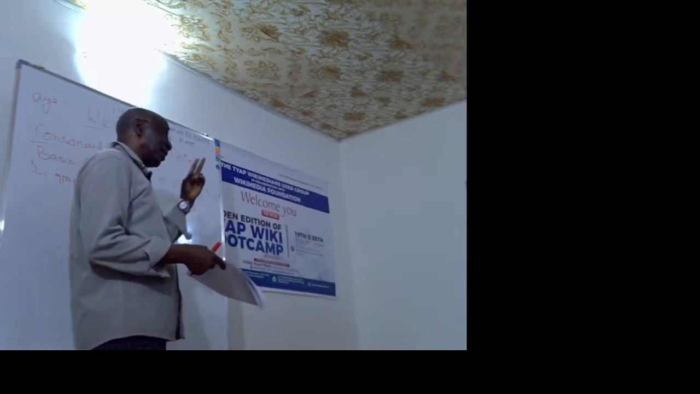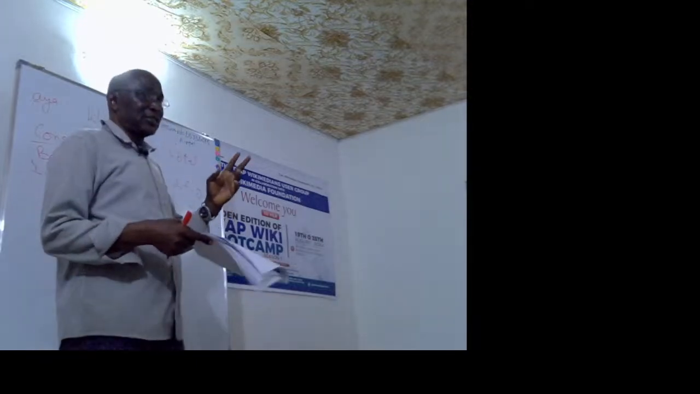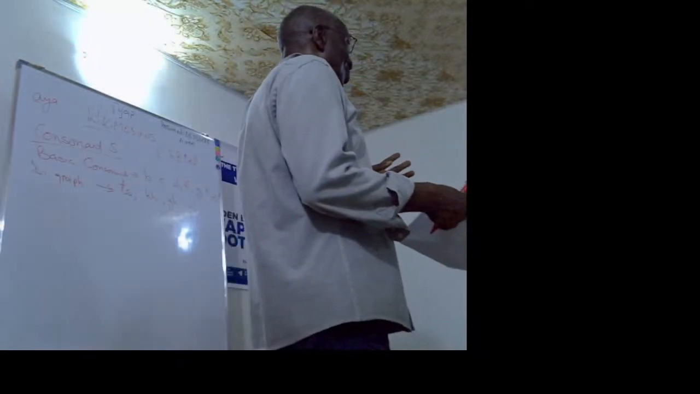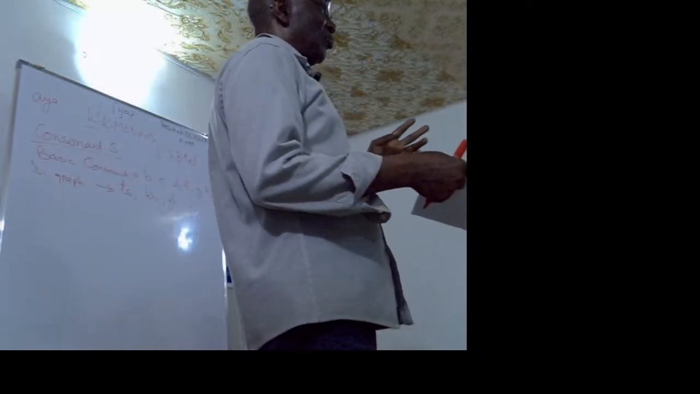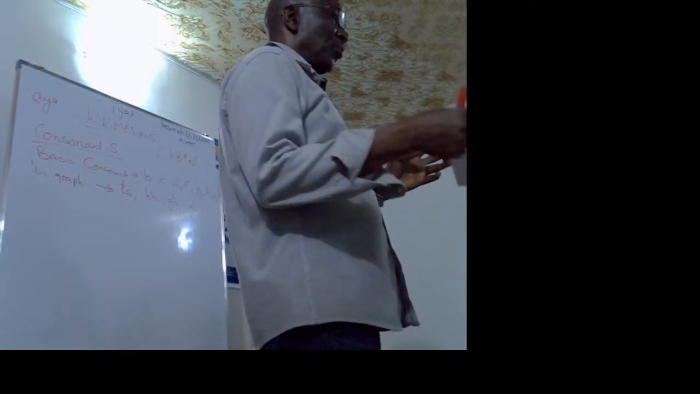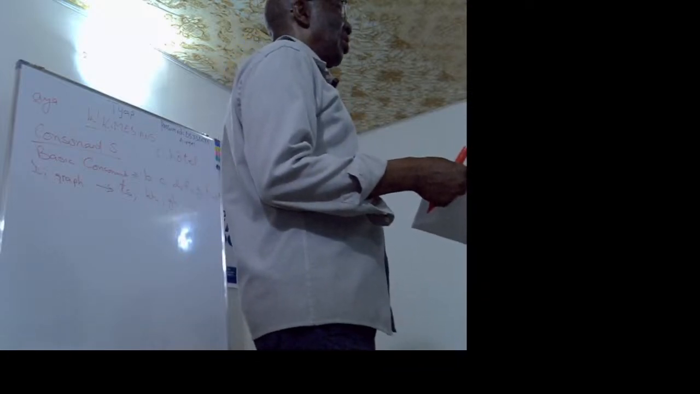So these are examples of digraphs. Two sounds coming together to make how many? One. Now, let's be clear about this. Even in English, they also have two sounds or even three that come together to make one sound. Like when you say rough. How do you spell rough?